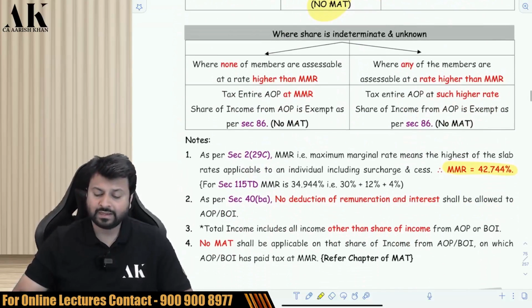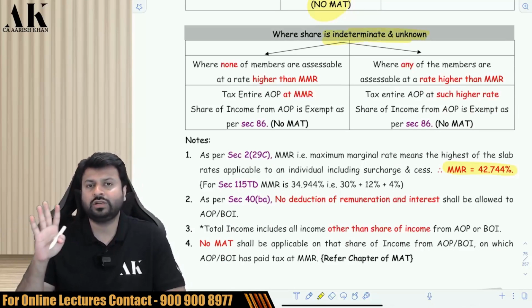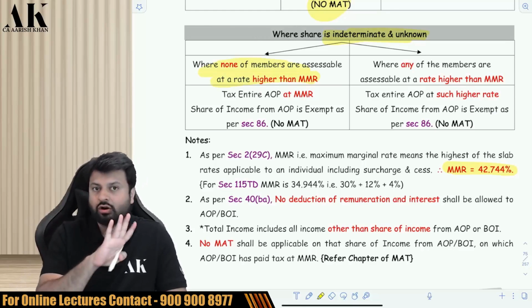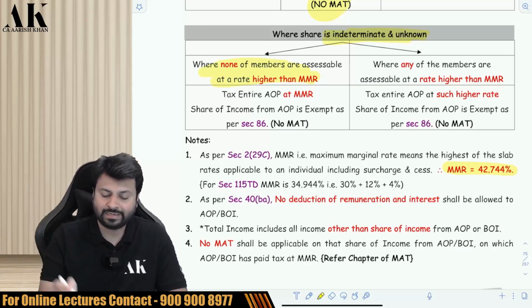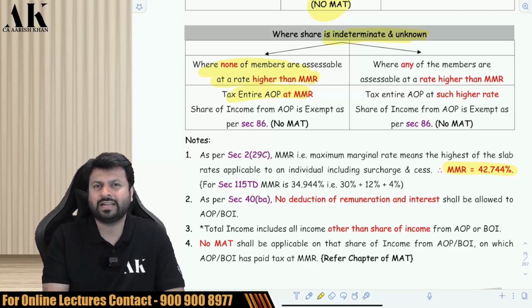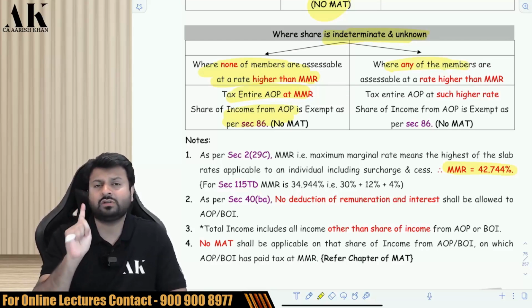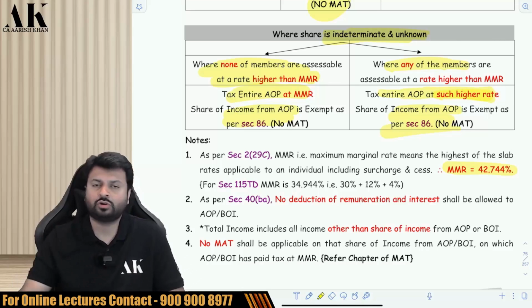Now, what if the share is unknown and indeterminate? If the share is unknown and indeterminate, there are only two cases. First case, none of the members are a foreign company, all of the members are Indians. Then the entire income of the AOP will be taxed at MMR, and in the hands of the member, it is exempt. But if even one member is a foreign company, then the entire income of the AOP BOI will be taxed at 43.68. Members' income will be exempt under 86. MAT will also not be imposed on the member.